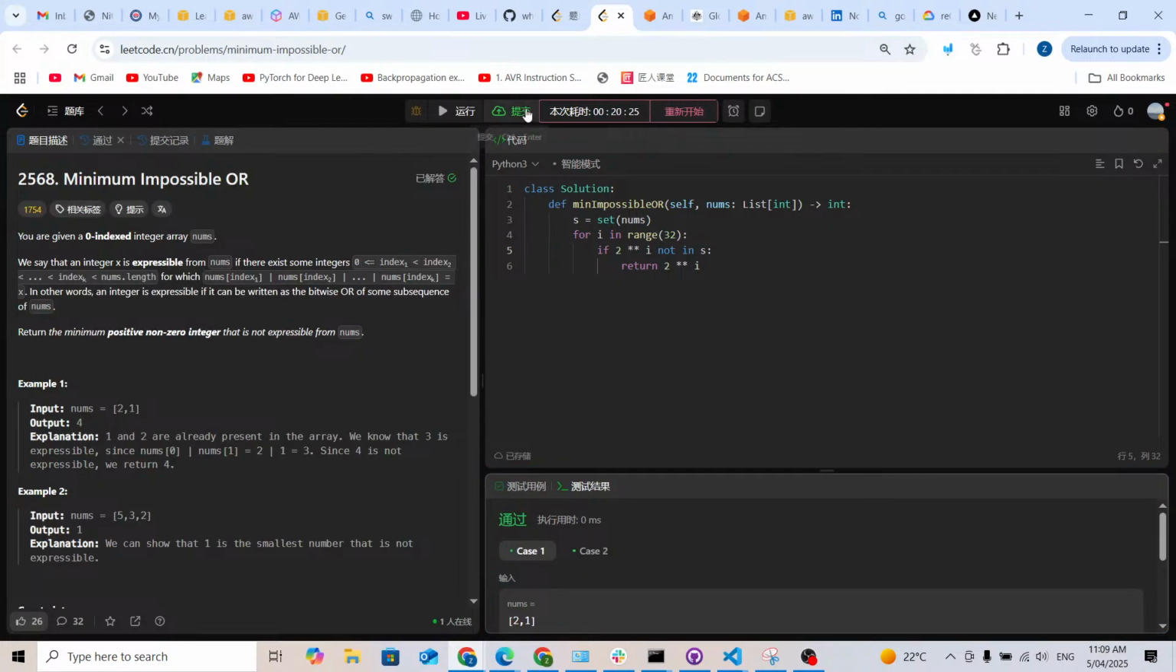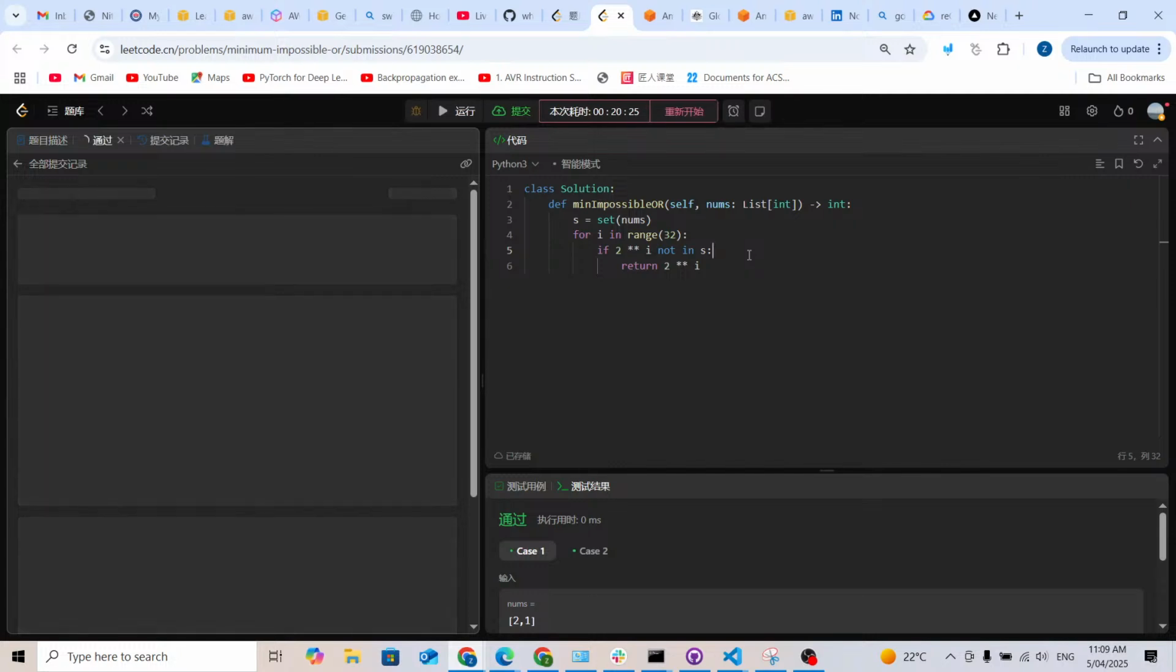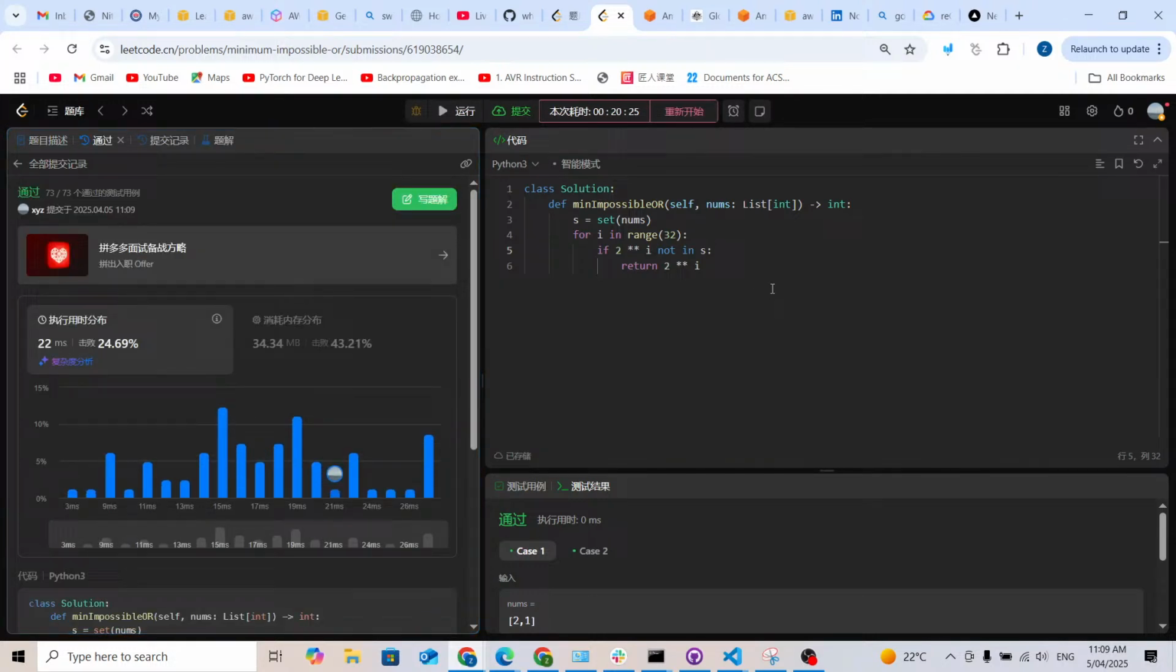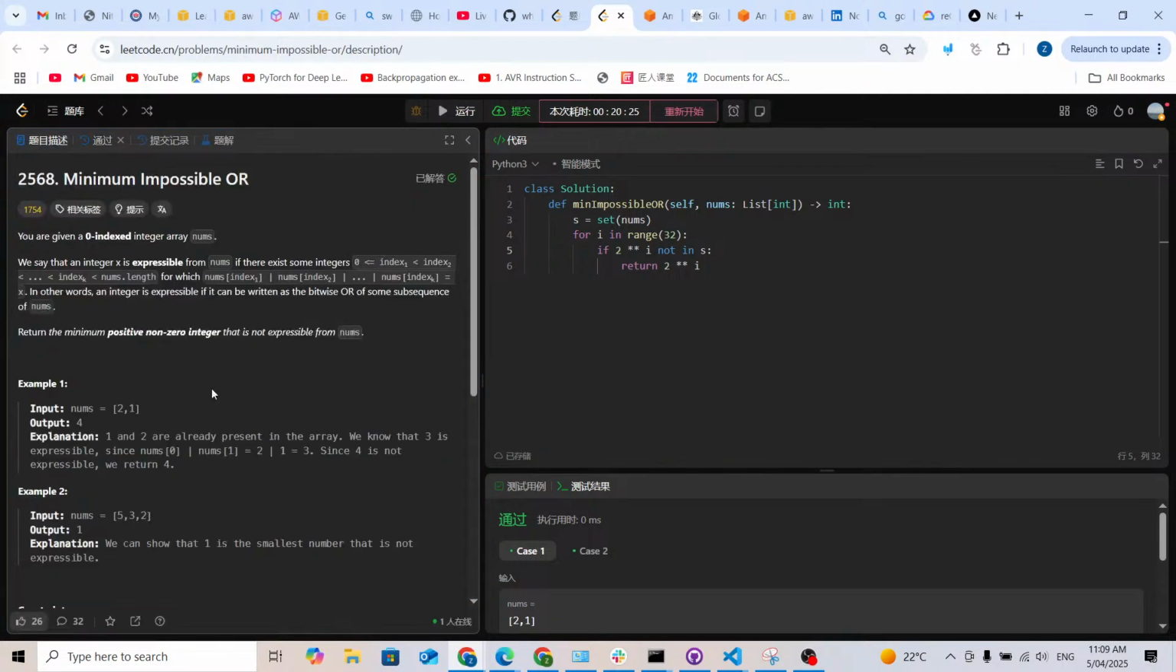As you can see, it's really easy to code, but really difficult to think about. The time complexity is log n, where n is this number, 10 to the power of 9. I think that's all about it.